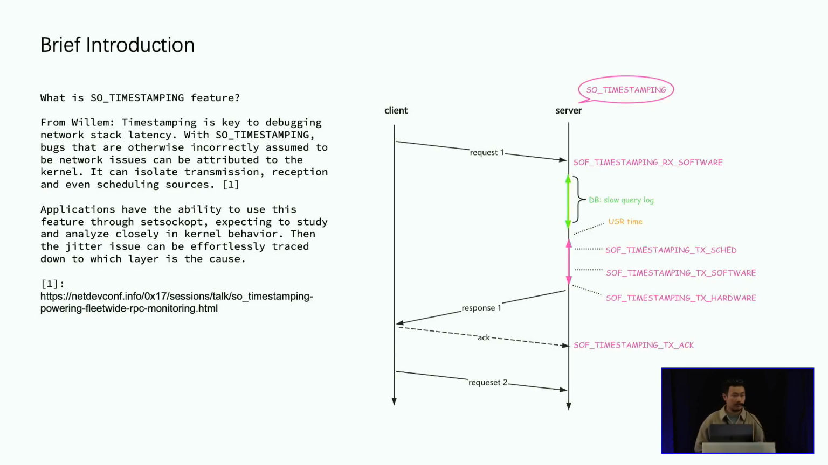As William said at netdevconf a few years ago, timestamping is the key to debugging network stack latency. I attached a figure to demonstrate how it works in a real workload. It's just an example. The use case of a database goes like this figure. As you can see, I only deployed the feature on the server side. I would highly recommend that you deploy the feature on both sides.